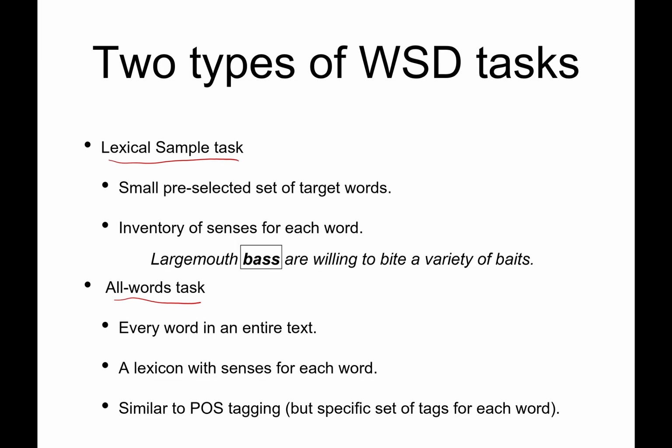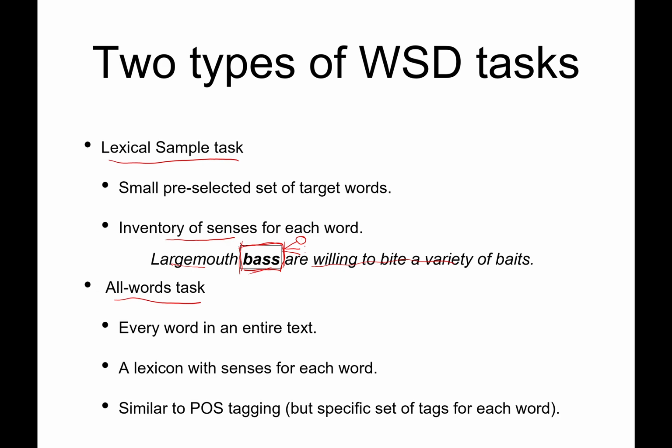In the first one, there are specific words that we're going to mark. These are target words, and there is an inventory of senses for each word. So your task would be, given multiple possible senses, to choose the one that is appropriate. All of the other words are ignored. You only have to worry about the ones that are marked as target.